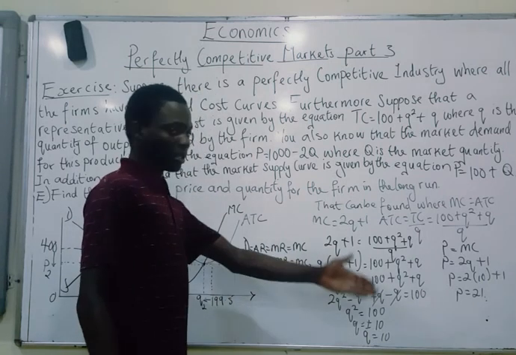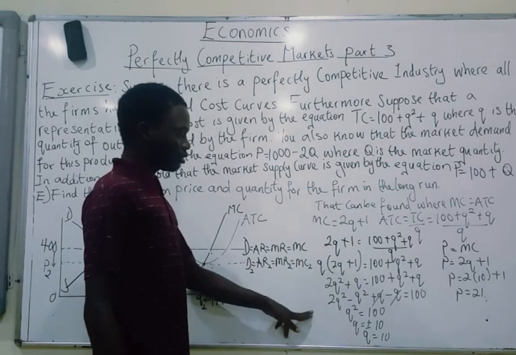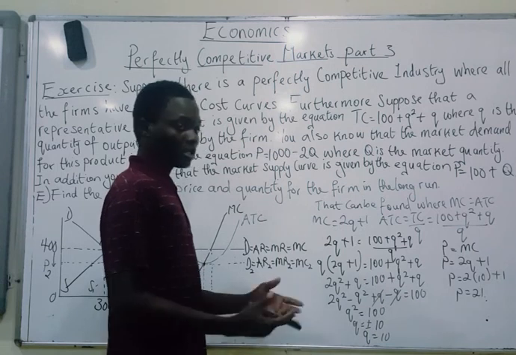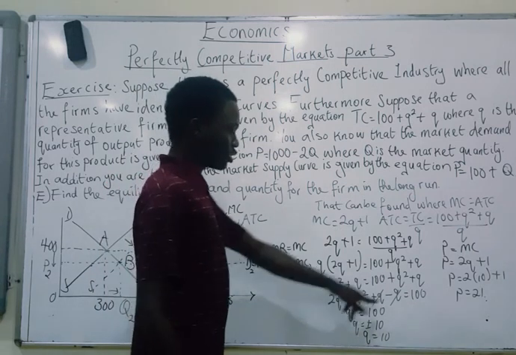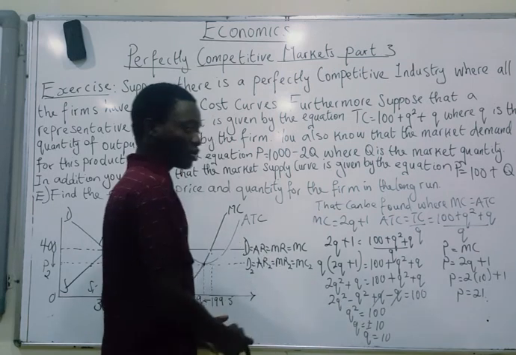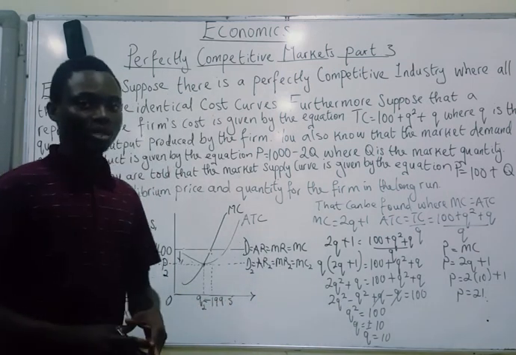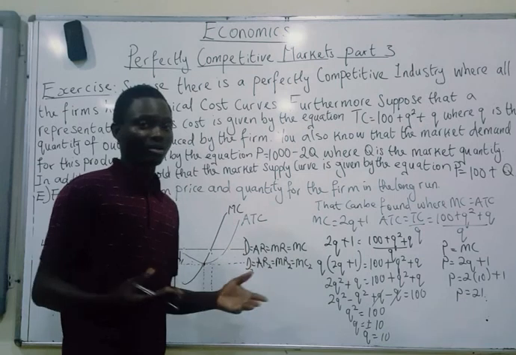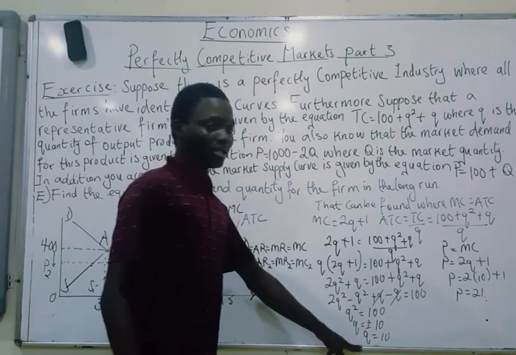So we have plus Q minus Q, that cancels out. So 2Q raised to power 2 minus Q raised to power 2 is simply Q raised to power 2. And Q raised to power 2 equals, we have only 100 here, 100. So by the time we find the square root of this, we have plus or minus 100. But then our quantity cannot be negative. A producer cannot produce a minus 10 of a thing. So he has said that the quantity is 10.